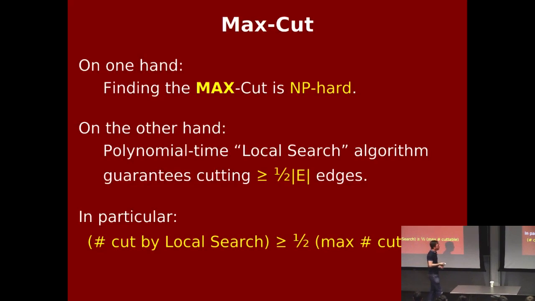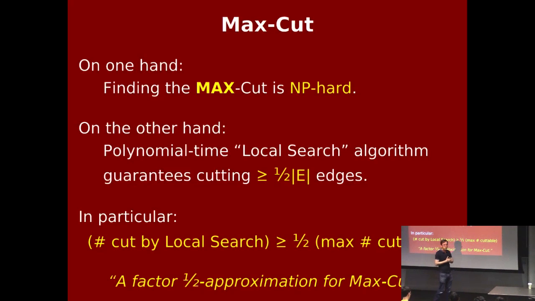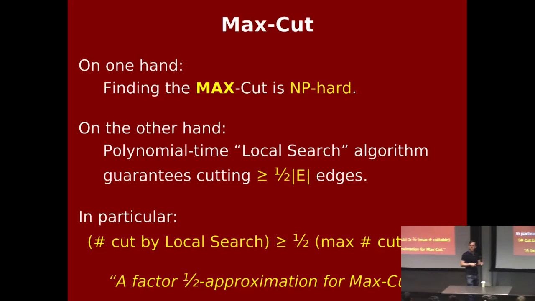Okay, so that's why this number is less than 1. We got at least half of the solution. And we call this a factor half approximation algorithm for max cut. So that's another algorithm where, in some sense, in both problems, we're within a factor of 2 of the best solution.